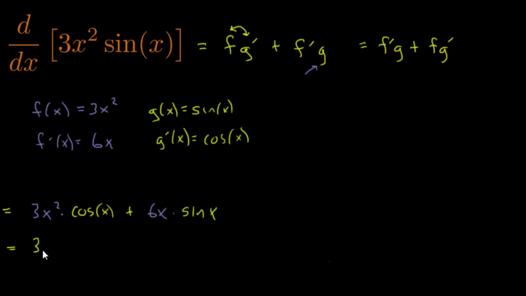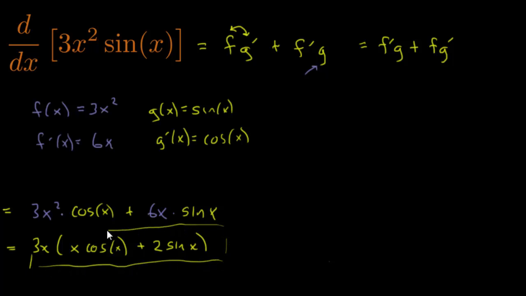Notice that they both have a 3x that I can pull out, which means that I have x cosine x plus 2 sine x. So you can leave your answer like this. Alright, so our first example is done. Let's go ahead and move on.